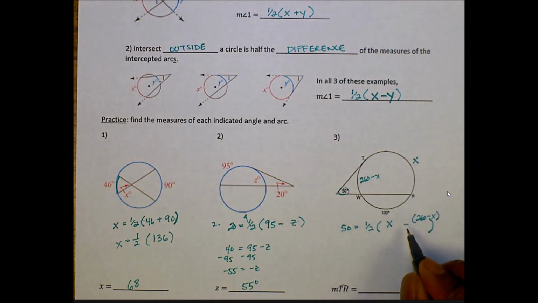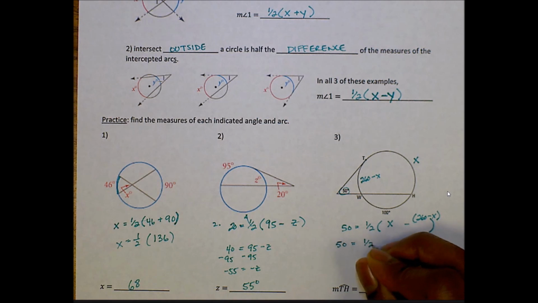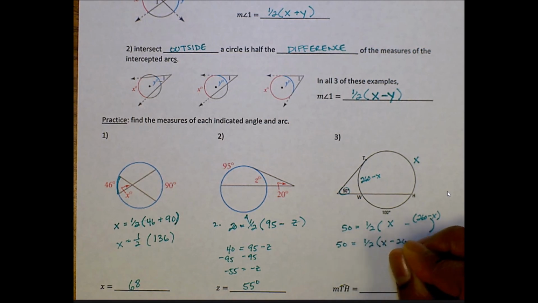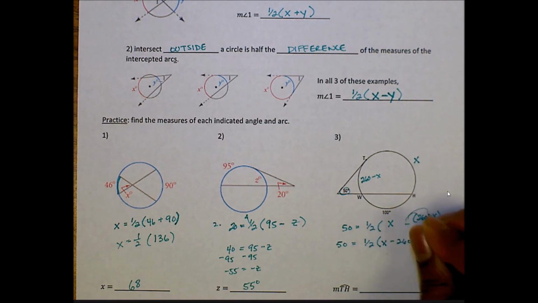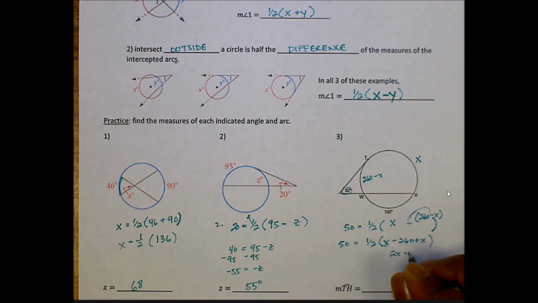So, what I'm going to do inside here is simplify, so we can make sure we understand why things are happening as they are. We have 260 minus x, and we'll distribute the negative, so 260 plus x. And so in here I actually have x plus x, which gives me 2x minus 260.